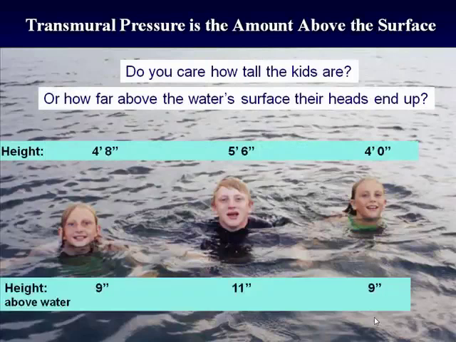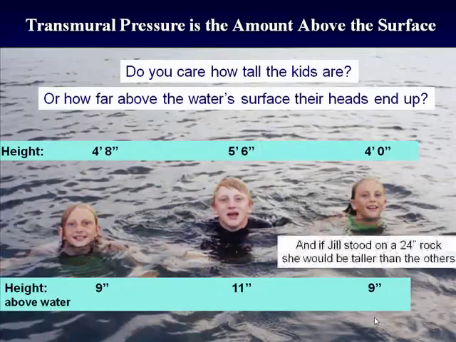So I don't care what arterial pressure is, I care what arterial pressure is relative to pleural pressure, right? So for the same arterial pressure, if the pleural pressure is positive, I've got very little arterial pressure. If the pleural pressure is negative, I've got very high arterial pressure, right? You follow? And if Jill stood on a rock, she'd look taller than the rest.